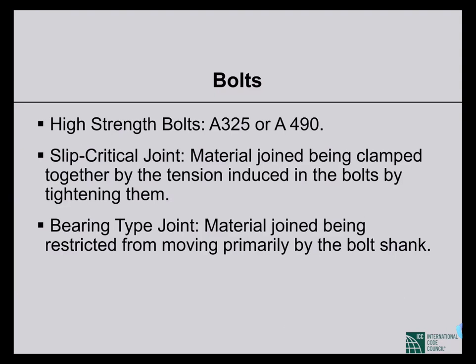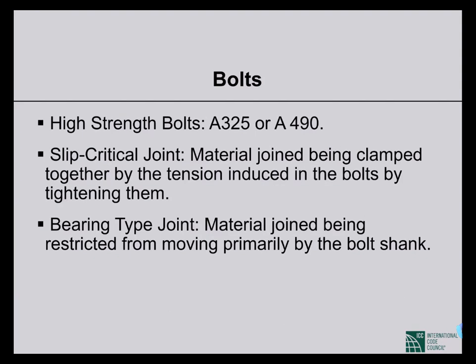But in bearing type joint, the clamping is not that tight. And the preparation of the surface is not that good, so we cannot depend on the friction of the surface to give us the complete resistance. We have to depend on the bolt, that is, the shear resistance of the bolt and the bearing resistance of the bolt. That's why it's called bearing type joint. Here, let's talk about them.